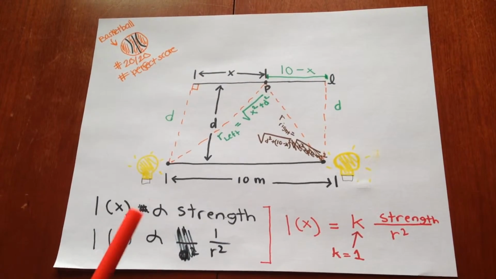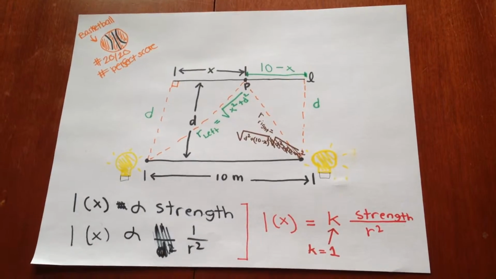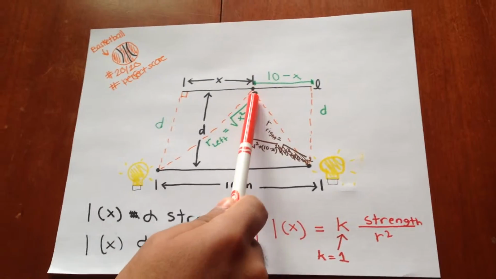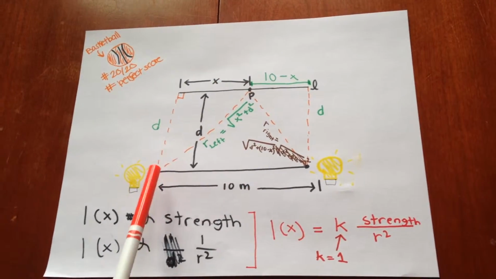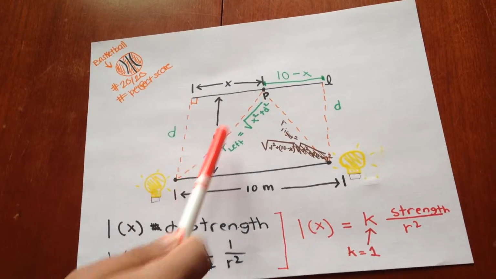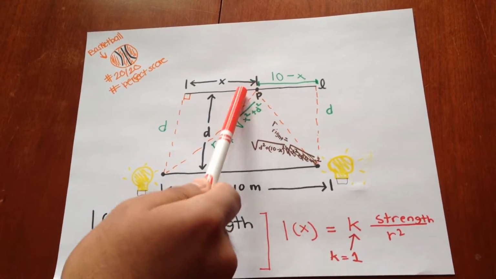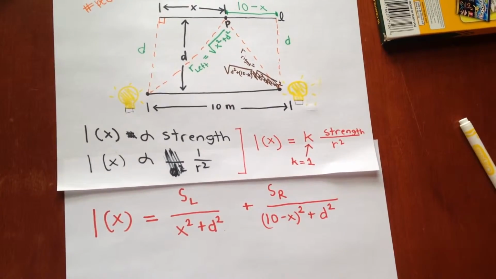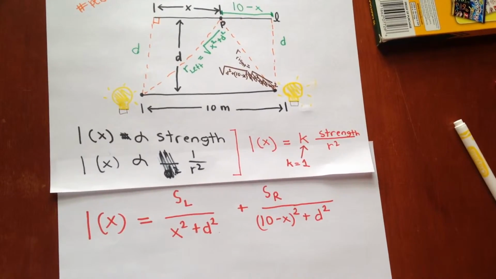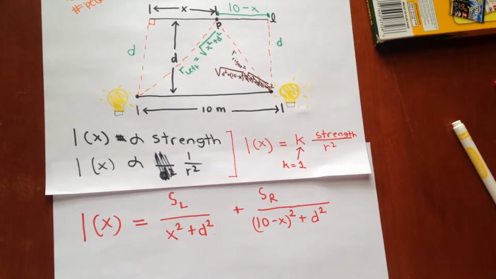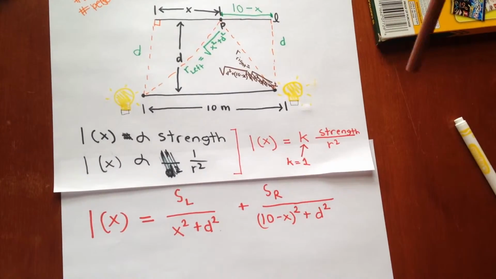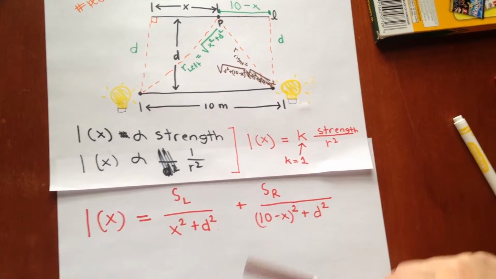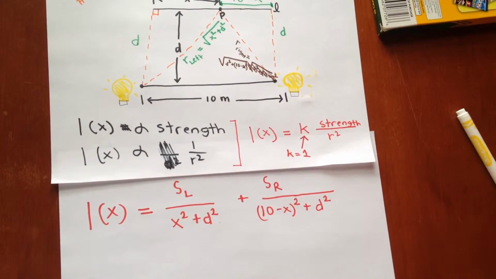Okay. So part A asked us to find the expression for the intensity L of x at the point P. The intensity at point P is represented by the intensity from the left light bulb plus the intensity from the right light bulb, added together. Using the information we already know, we're able to make the expression. So the intensity is the intensity from the left light bulb to point P, plus the intensity of the right light bulb to point P.